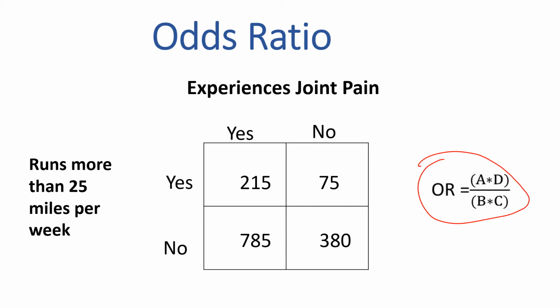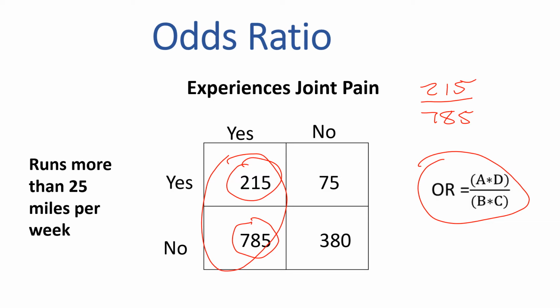Then the odds of people with the disease being exposed. So we have 215 over 785. So that is right here, the odds of the people with joint pain who run more than 25 miles per week compared to those who have joint pain but are not exposed, do not run over 25 miles per week.